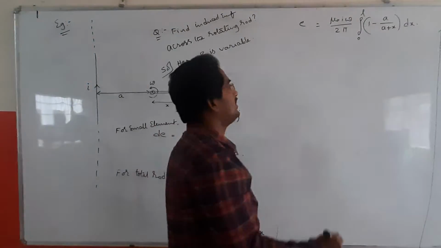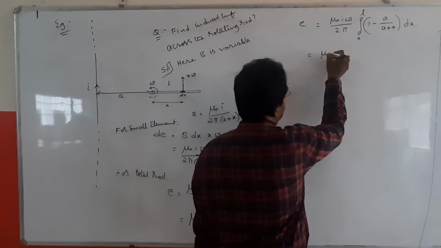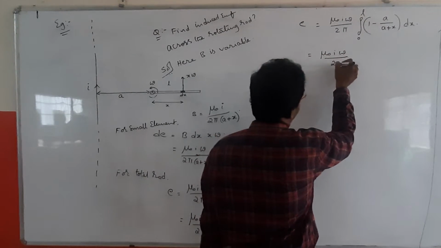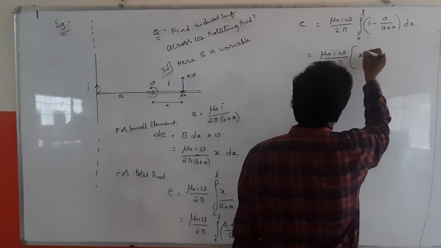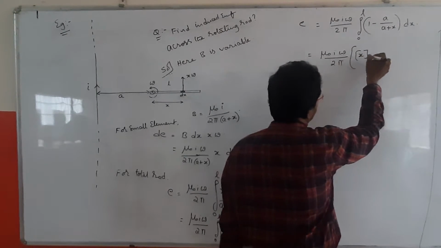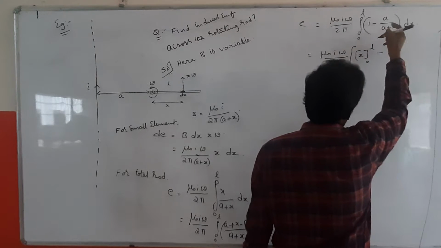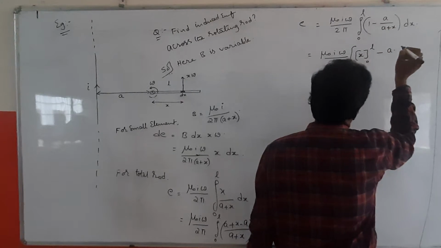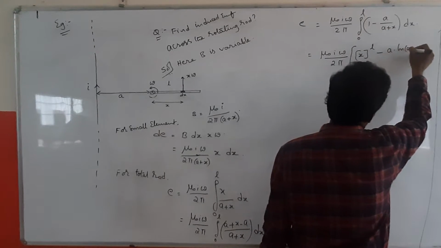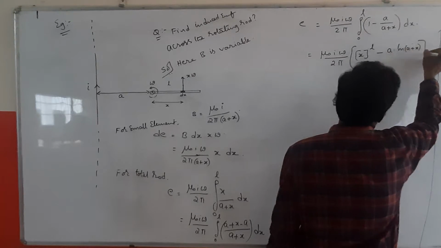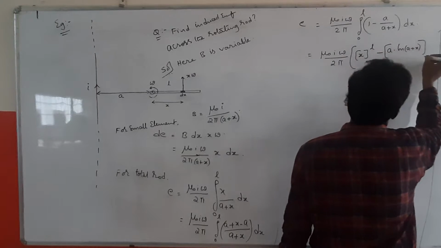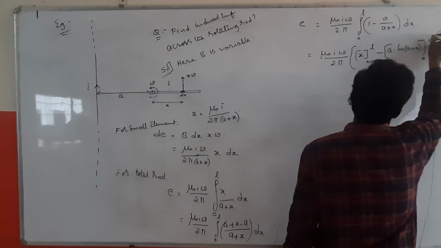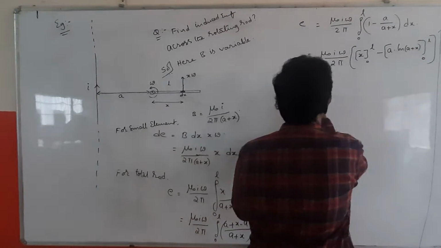So what we will get here? μ₀Iω/2π times the integral of x dx, minus a times the integral of dx/(a+x), with the limits 0 to L. What are the limits? 0 to L.